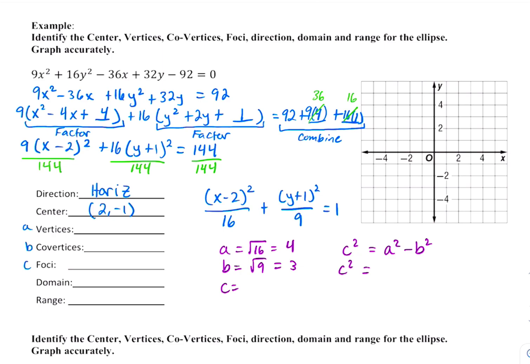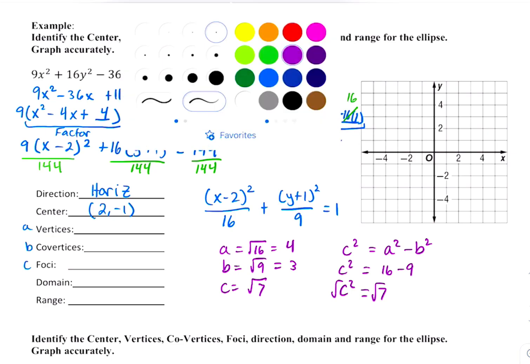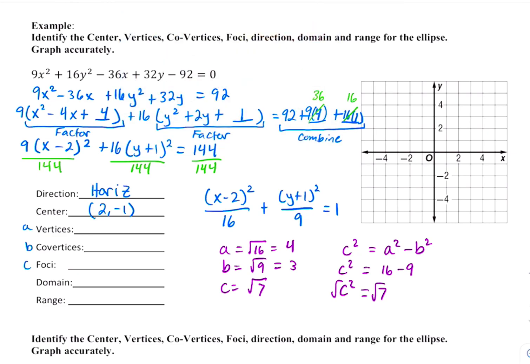So this will be 16 minus 9. So 16 minus 9 is 7. And then if I take the square root of that, I can't simplify that, so we are just going to leave it as the square root of 7. So since it is horizontal, when we graph it, since I have the graph here, I'm just going to start working through that process, and then we'll answer the rest of these.